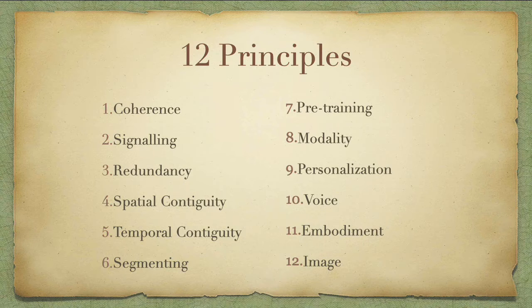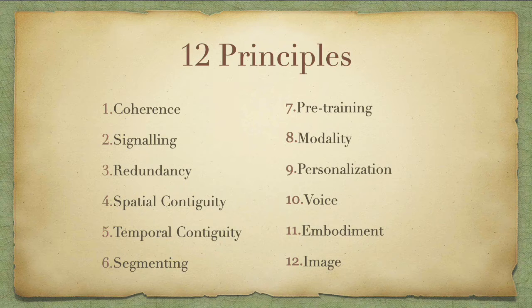5 is temporal contiguity. People learn better when corresponding words and pictures are presented simultaneously rather than successively. Here you can break processes down into component parts and use animations and transitions.